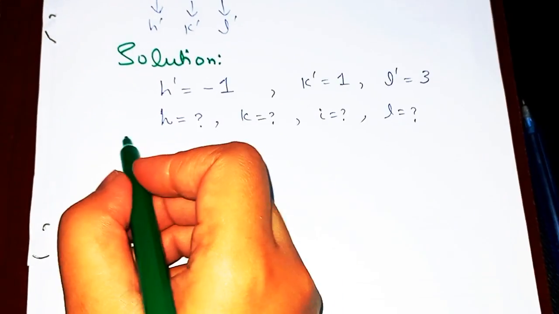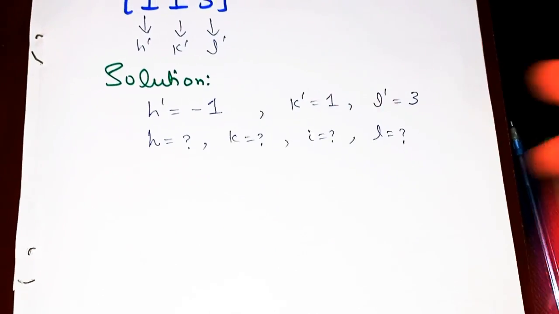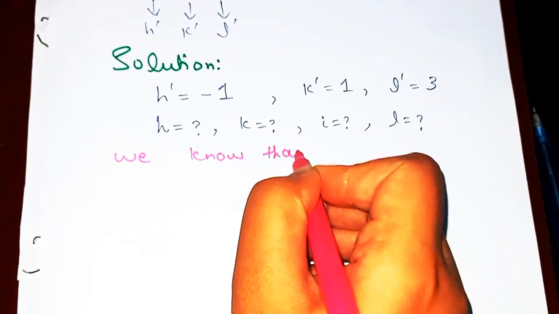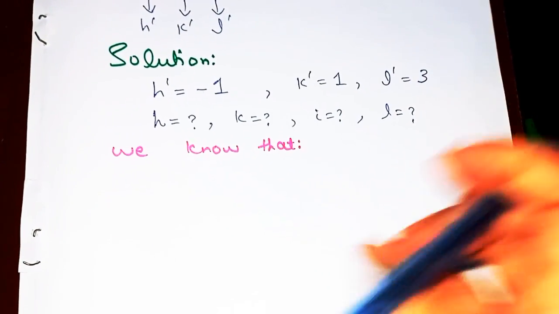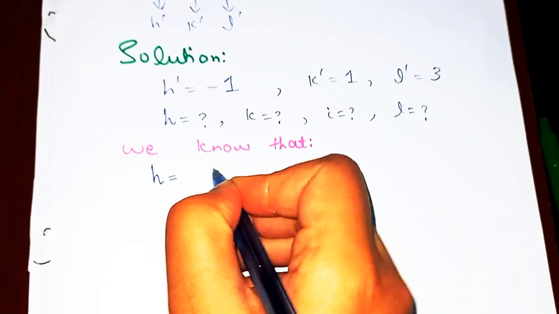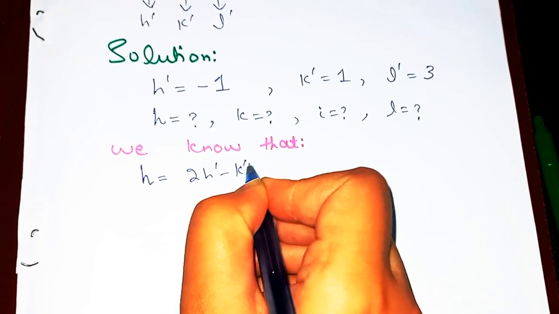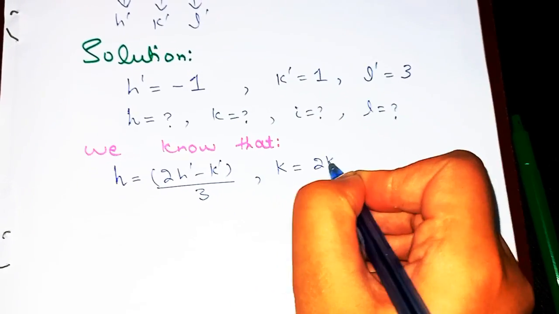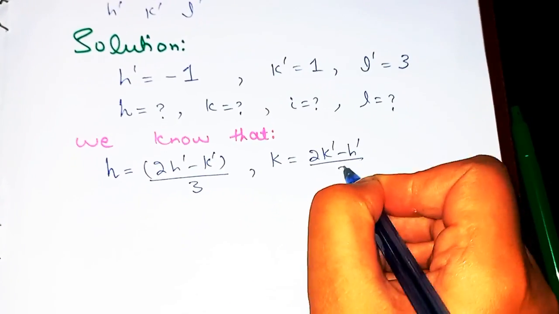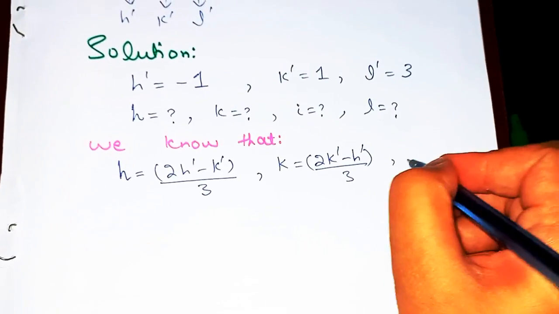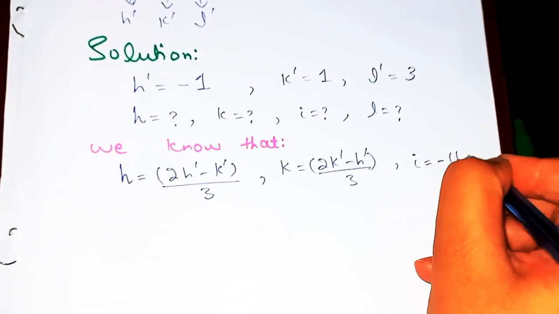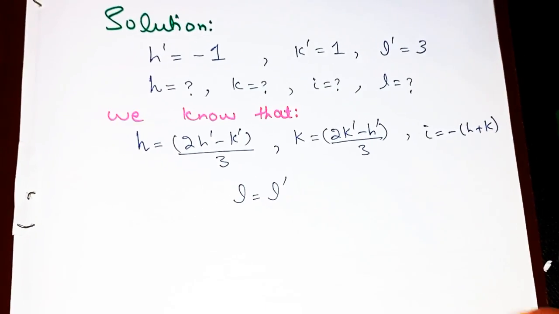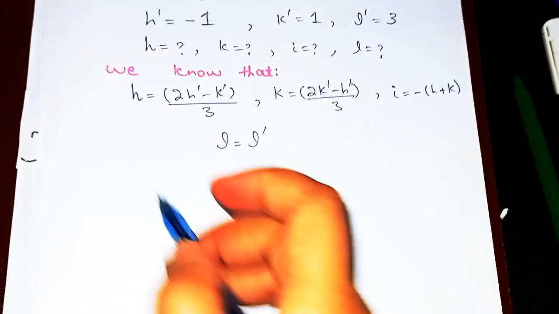Alright, so let's write down those transformation equations. We know that h is equal to 2h prime minus k prime divided by 3. K equals 2k prime minus h prime divided by 3. I equals negative of h plus k, while L, my favorite one, is equal to L prime. Nothing changes for L.